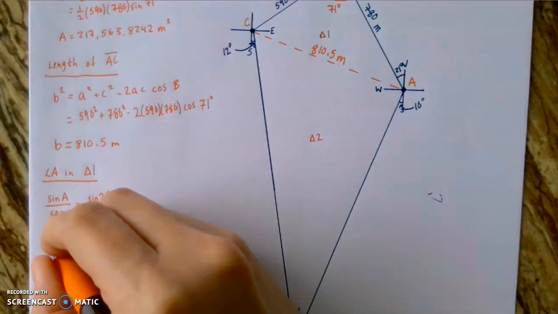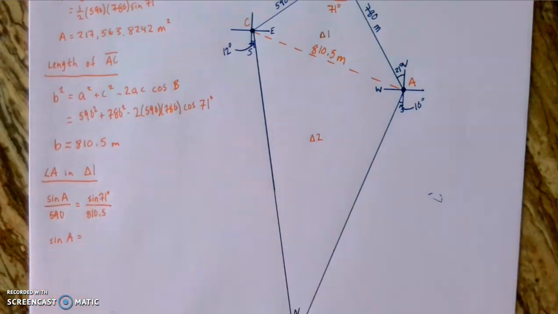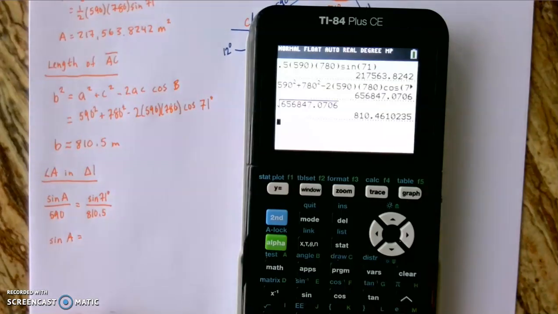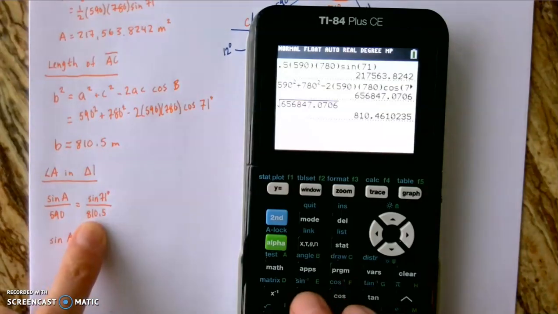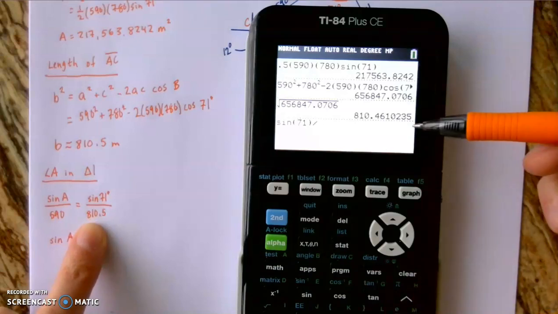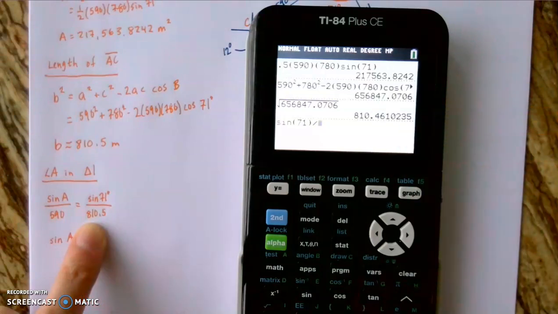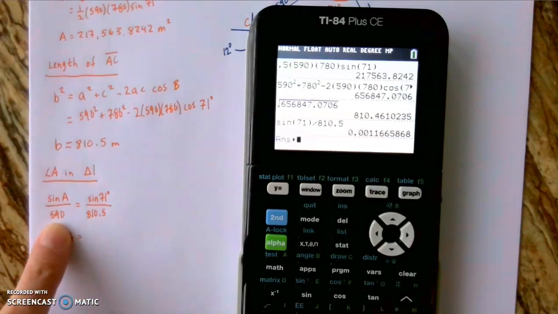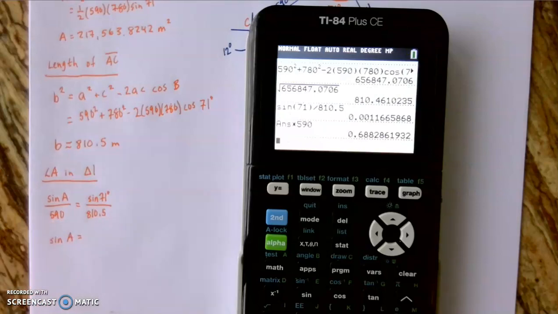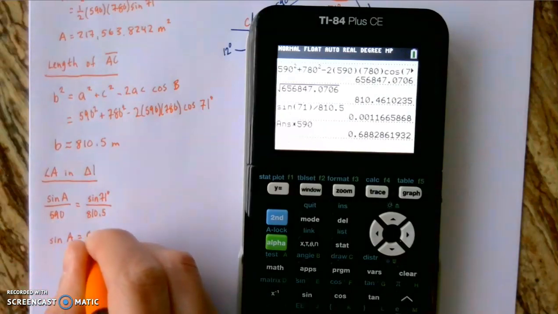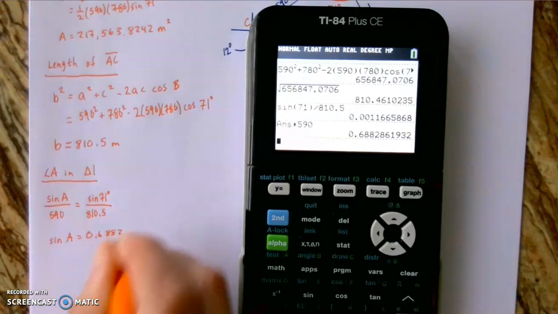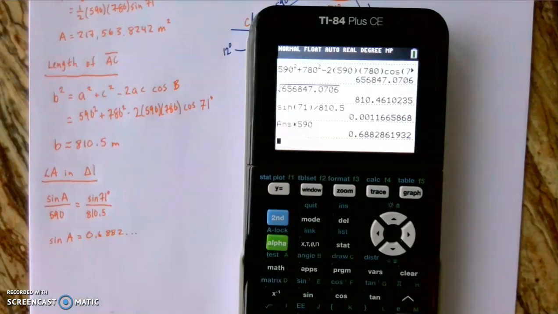So I'm going to have sine of A. Let's go ahead and take a look. So I'm going to plug in this fraction first. I'm going to do sine of 71 degrees divided by 810. Now, if you wanted to be super accurate, you could just use this value. I'm just going to go ahead and use the rounded value, 810.5. And then my next step would have been to multiply by 590. Alright, so I have sine of A is 0.6882 and so on. And I'm going to go ahead and do sine inverse so that I can find just angle A.